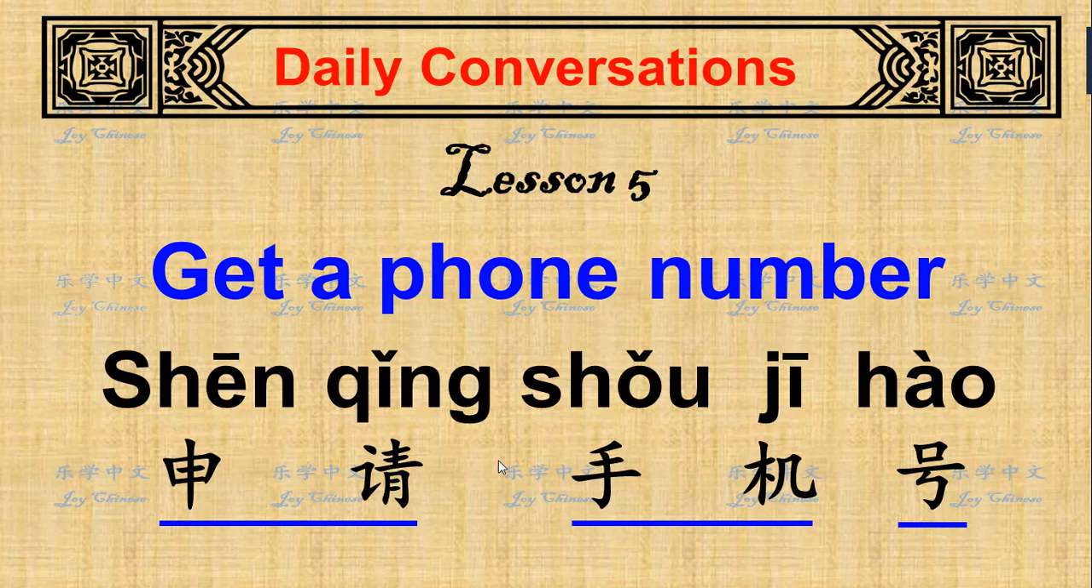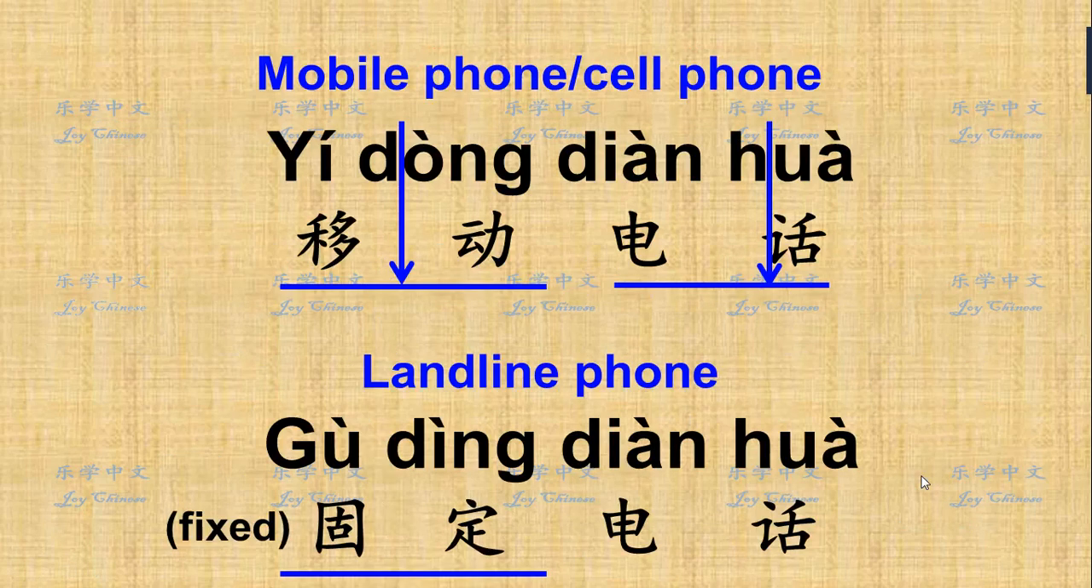申请手机号。申请 means apply. 手机 means cell phone. 号 means number. 申请手机号, get a phone number. There are two words I would like to let you know.